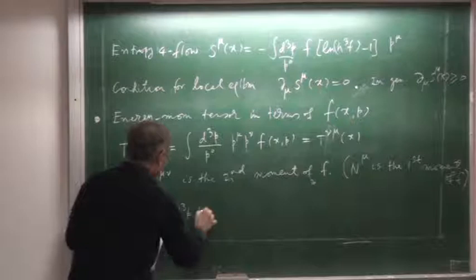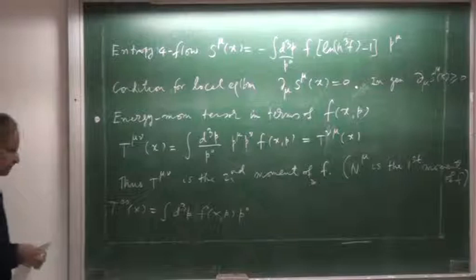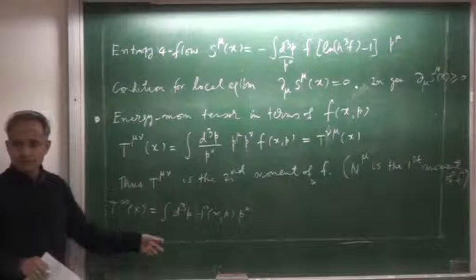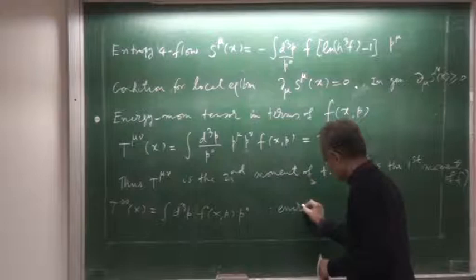P0. Without P0, what was that material? It was the number density. So if I introduce energy there, what do you get? You get the energy density. So P^{00} is the energy density.